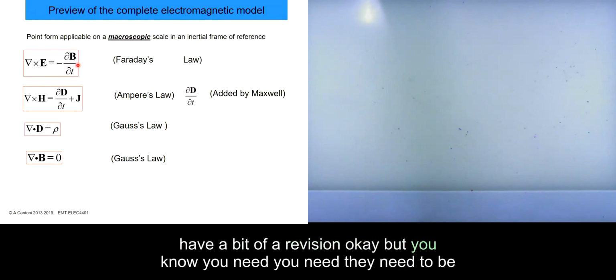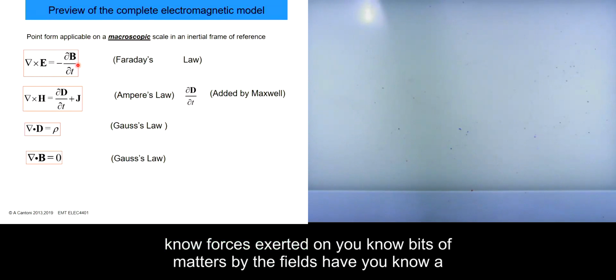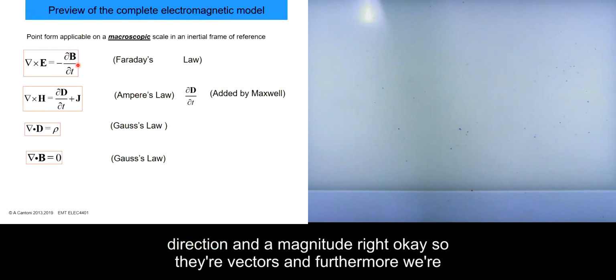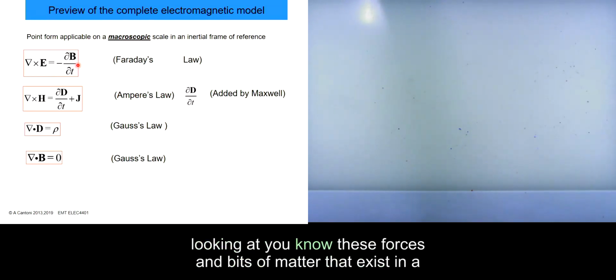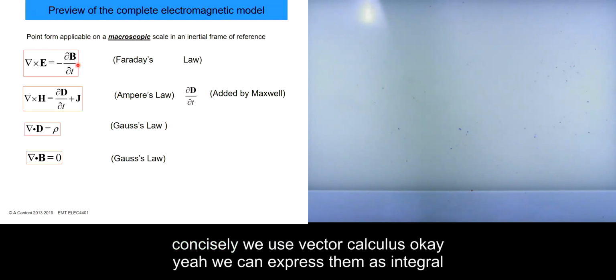Okay, but they need to be expressed in the language of vector calculus. Well, they're most succinctly expressed in the language of vector calculus because of two things. Forces exerted on bits of matter by the fields have a direction and a magnitude, right? So they're vectors, and furthermore, we're looking at these forces and bits of matter that exist in a three-dimensional space. So to express all that correctly and concisely, we use vector calculus.